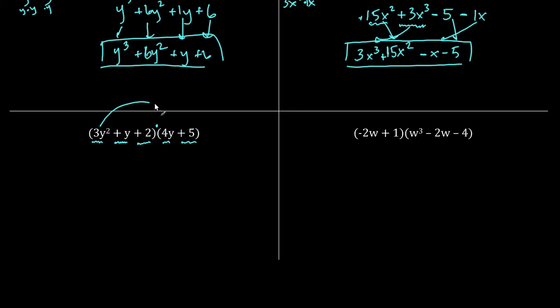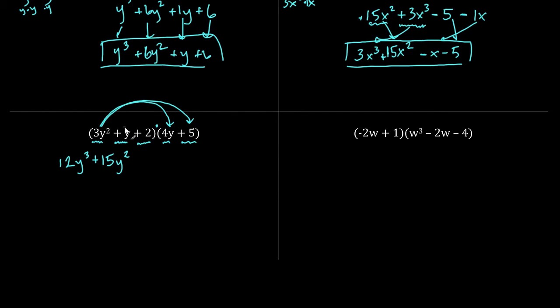So 3y squared times 4y. So 3 times 4 is 12. Y squared times y is y to the third power. So that's good. 3y squared times plus 5. So positive times a positive is a positive. 3 times 5 is 15. Y squared times no other y's is just y squared.